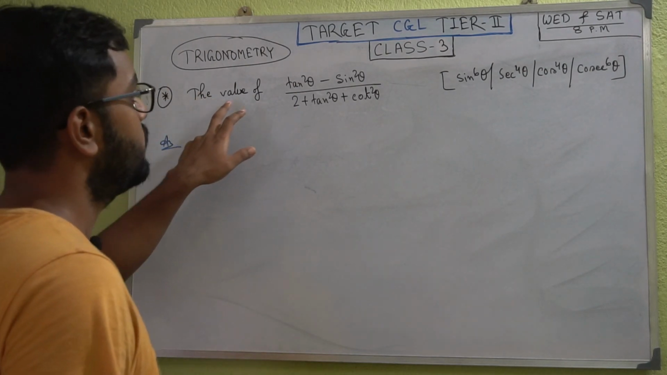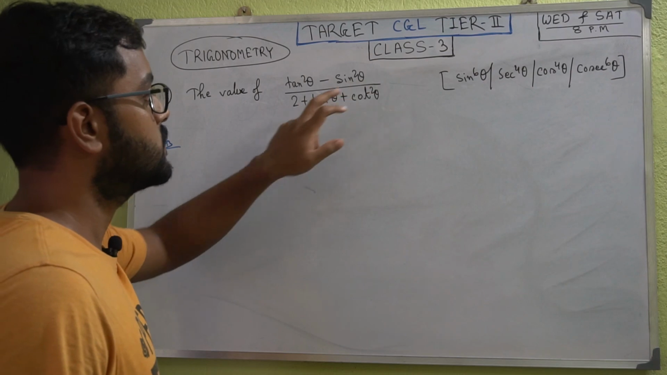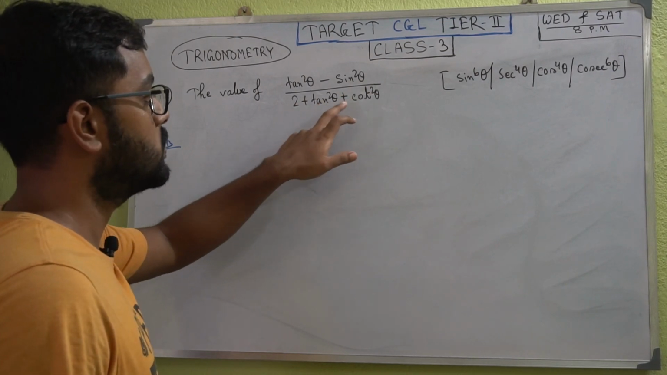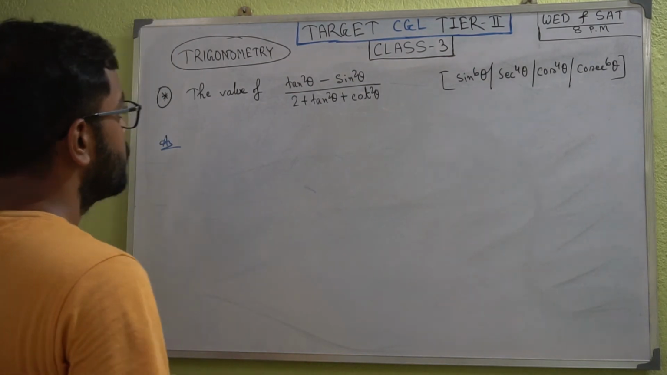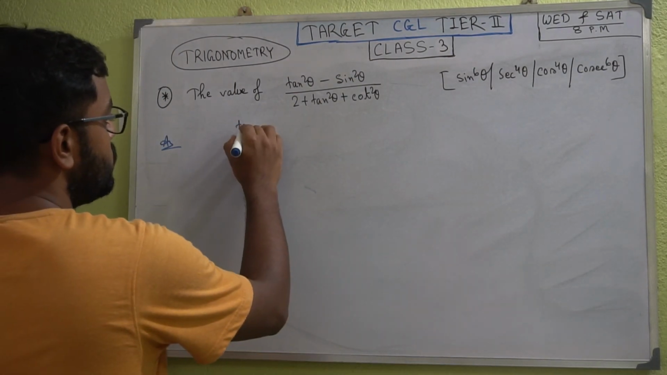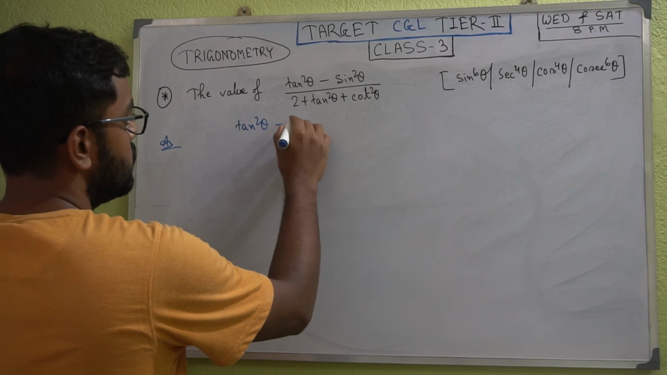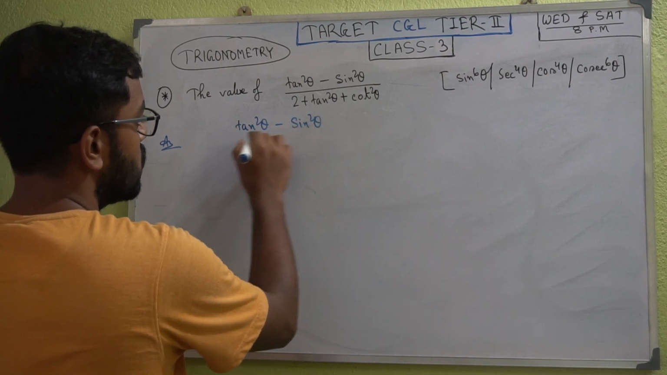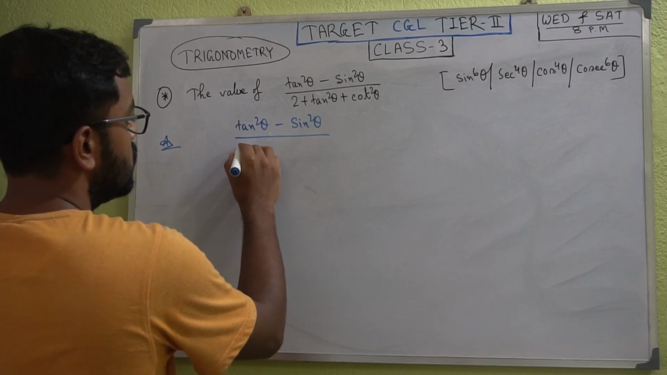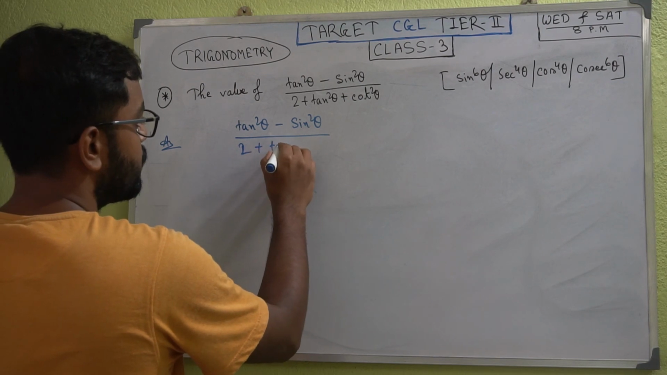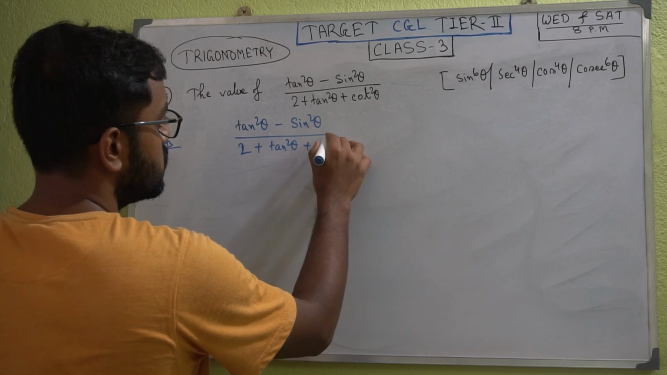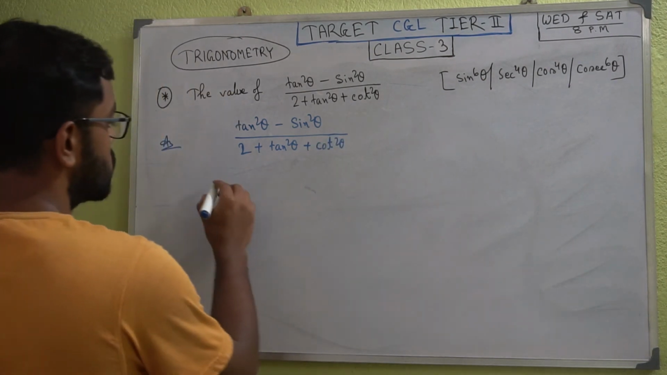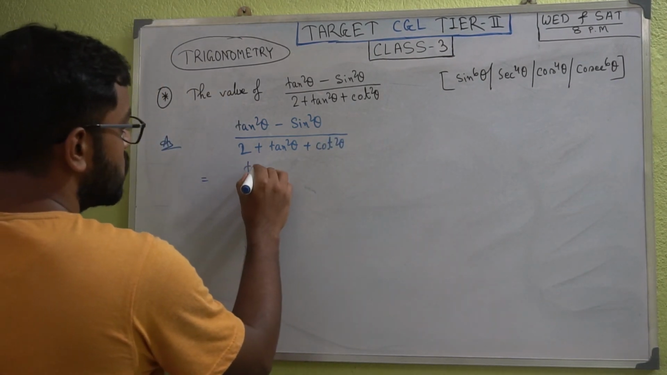We have to find the value of tan square theta minus sin square theta by 2 plus tan square theta plus cot square theta. 4 options are given. Okay, let's start. Tan square theta minus sin square theta by 2 plus tan square theta plus cot square theta. We have to find the value of this function.